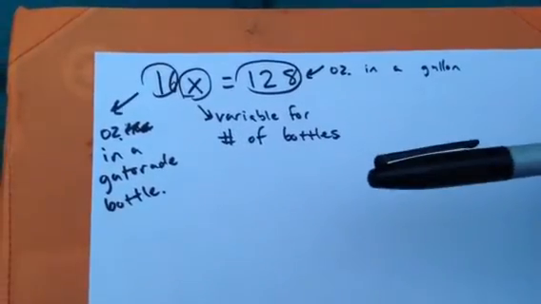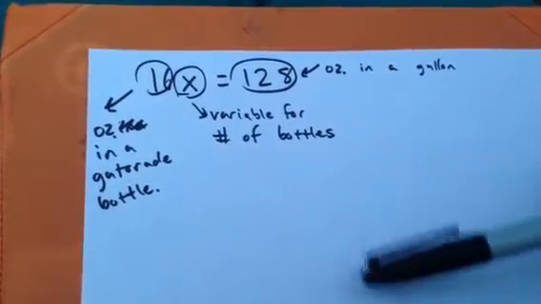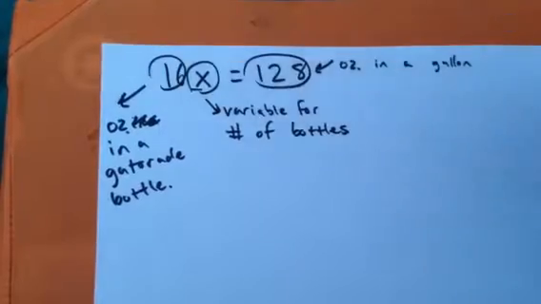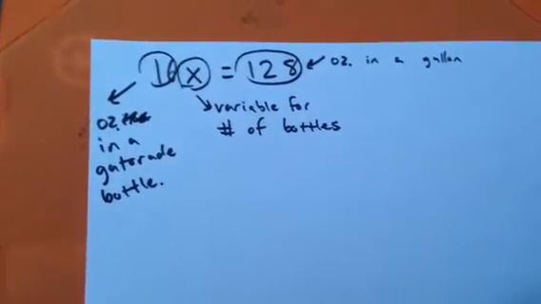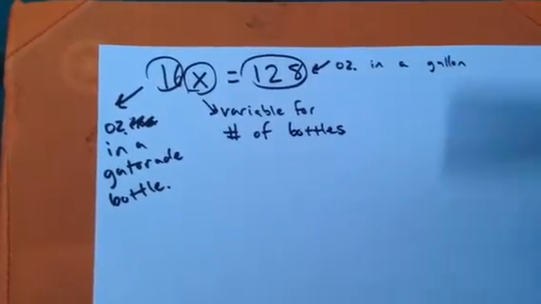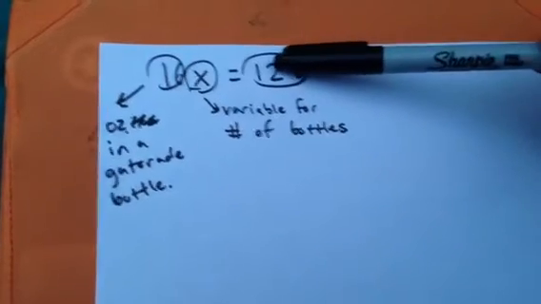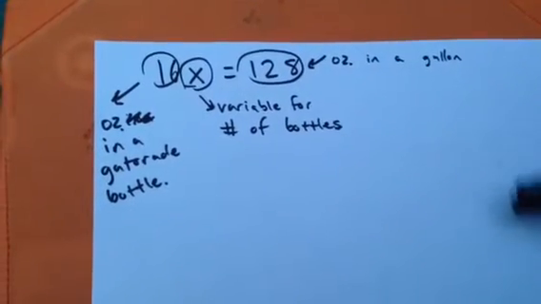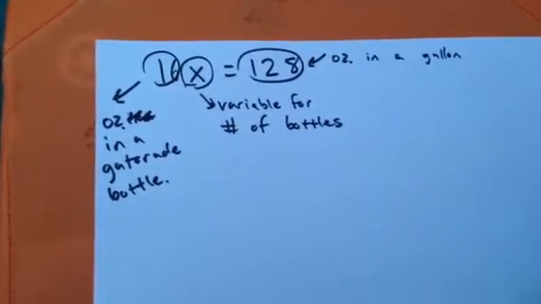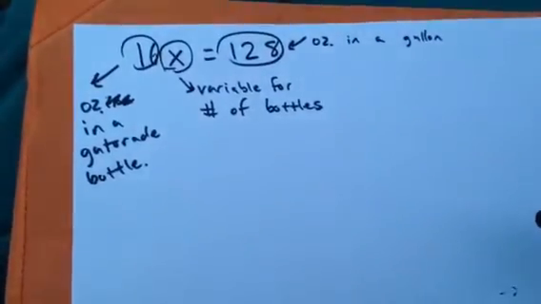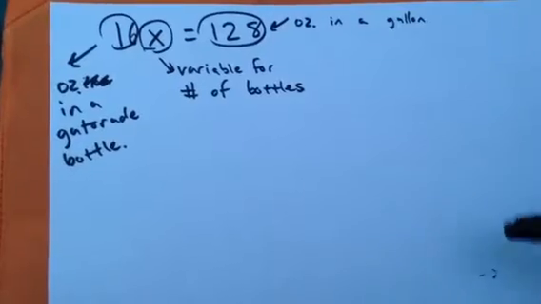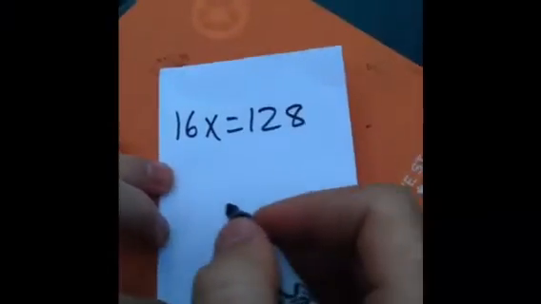Alright, can you point out the ounces in each bottle of Gatorade? 16. Alright, good. And how many ounces are in a gallon? Okay, so how many bottles, or what stands for how many bottles are in that gallon? Awesome. Alright, so 16 times x equals 128. Let's solve that, class. Let's solve this fluid problem.